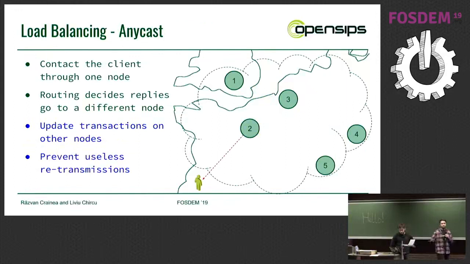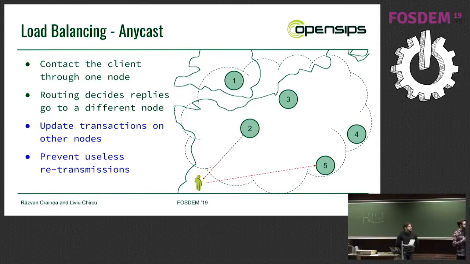Similarly, if you want to use Anycast to do load balancing, you have a different problem. For example, let's say that you want to reach the guy that's registered in node 2, and you use node 2 to contact him. Well, you send the invite, and then you get a reply. But the reply, according to the Anycast rules, which is something completely different, is not SIP related, it's basically layer 3 related, decides to go to a different node. What happens in this case?